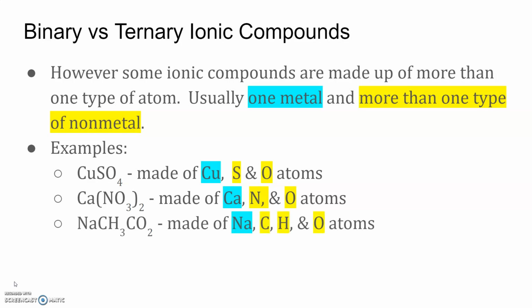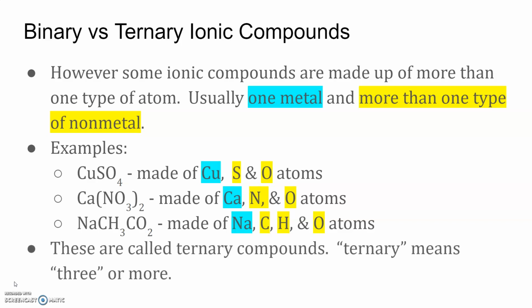And then sodium acetate would be another example. In this case, it's made up of one type of metal, sodium, Na, and then three types of nonmetal, carbon, hydrogen, and oxygen. These types of compounds that are made of three or more types of atoms are called ternary compounds. Ternary means three or more than three.